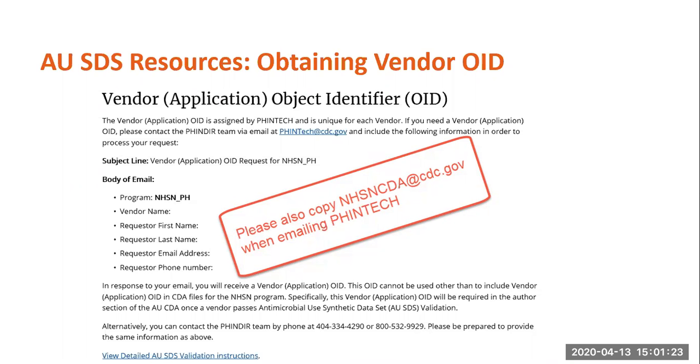So jumping back to the email to FinTech, in response to your email to FinTech, you will receive a vendor OID. I've noticed that they've turned around these requests fairly quickly, within a week or so. So just to reiterate, the vendor OID will be required in the author section of the AU CDA once the vendor passes AU SDS validation. Next slide, please.